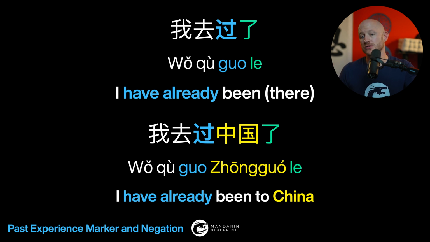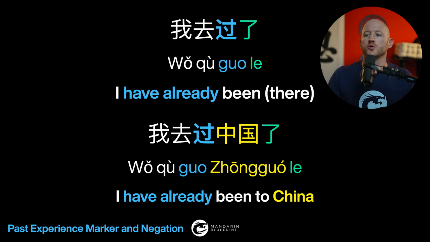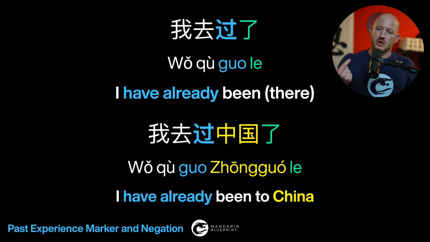Now, notice that you can also put the object in like so. 我去过中国了. So maybe you're planning to travel to every country in the world and somebody says, well, why don't you go to China? And you could say, 我去过中国了, because you don't need to go again to get to your goal of going to every country in the world, right? So in this instance, the emphasis is that it's happened and doesn't need to happen again.